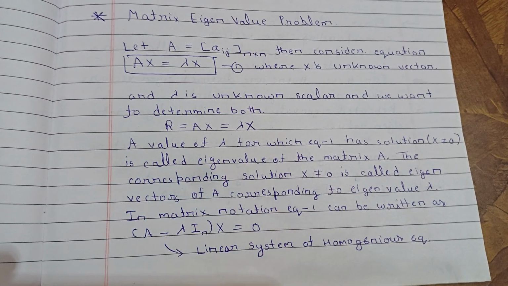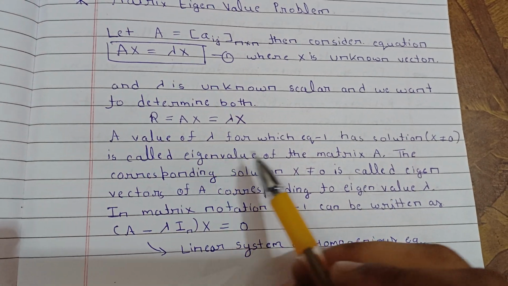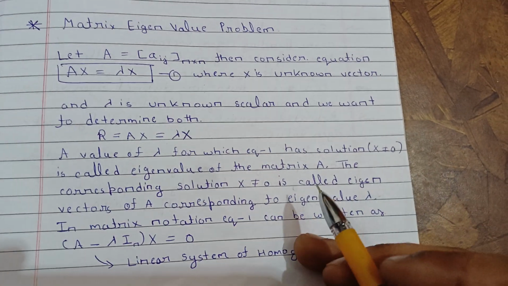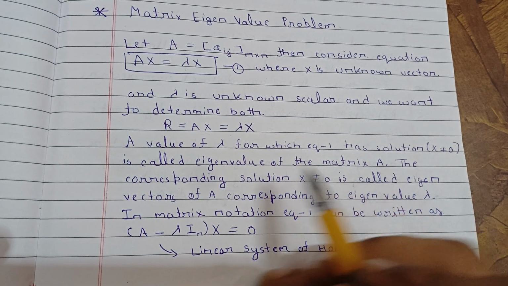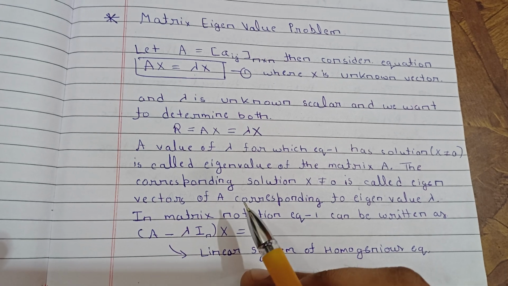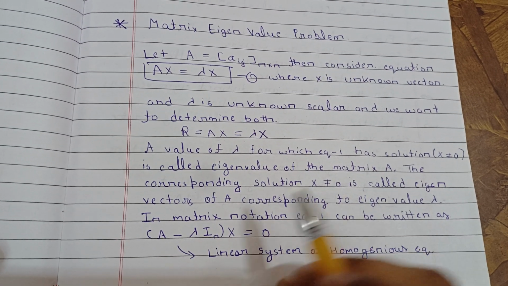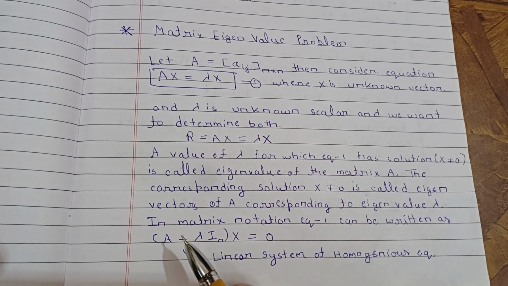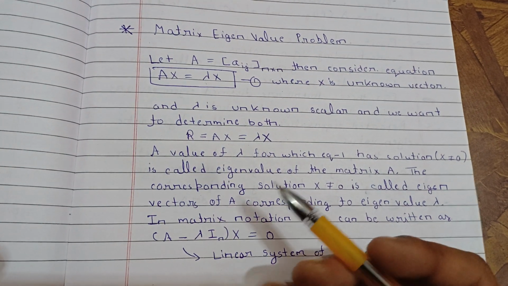Now a value of lambda for which the equation has a solution. Now the value of lambda for which equation 1, that is this, has a solution, means x should not be equal to 0, is called an eigenvalue of the matrix A. The corresponding solution x not equal to 0 is called the eigenvector of A corresponding to eigenvalue lambda. Means for each eigenvector we have discrete eigenvalues. In matrix notation, equation 1 can be written as this.